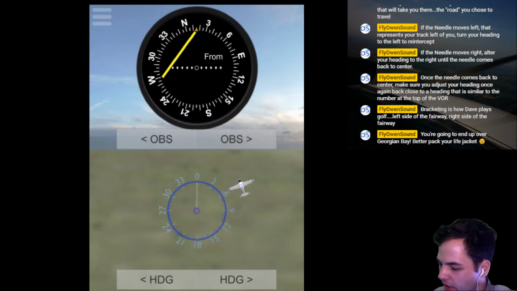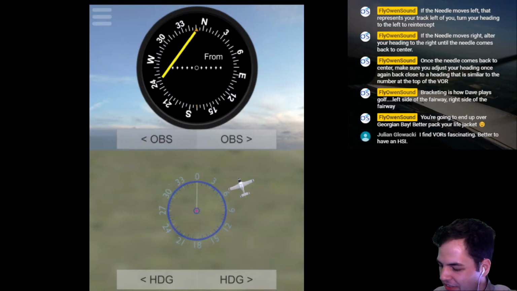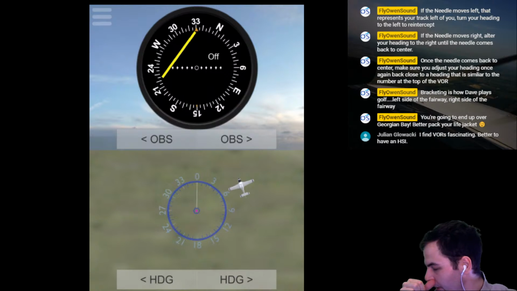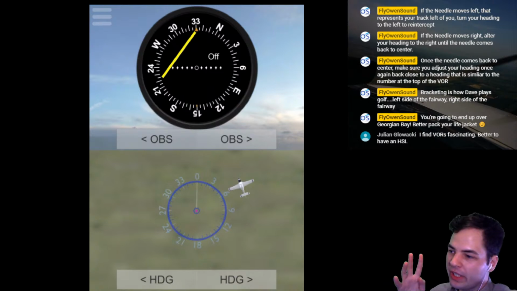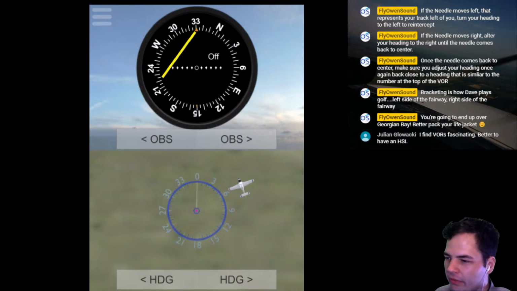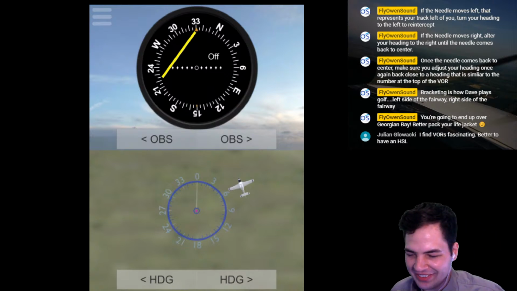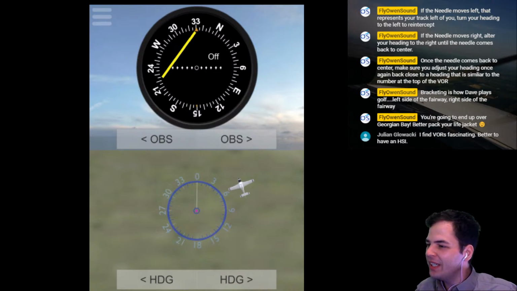Hey Jillian, how's it going? Yeah, the HSI is a little different to get on board with, but it can avoid some of the confusion where you get your head on upside down or pointed backwards sometimes.